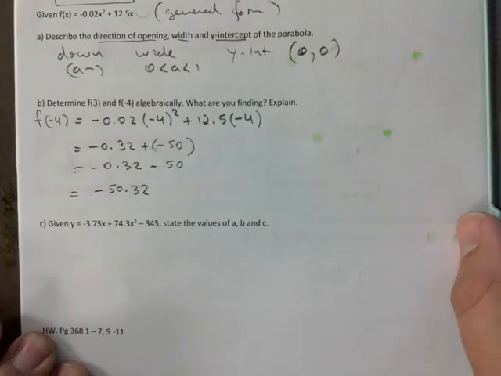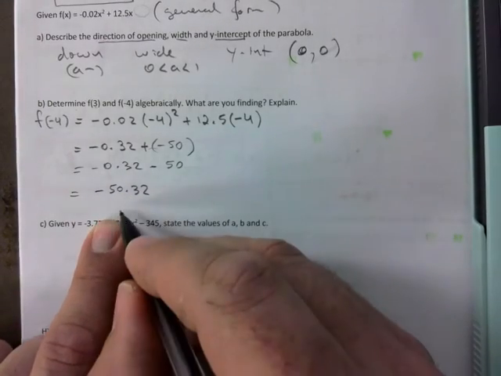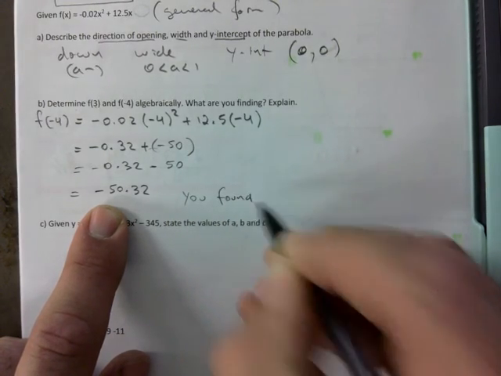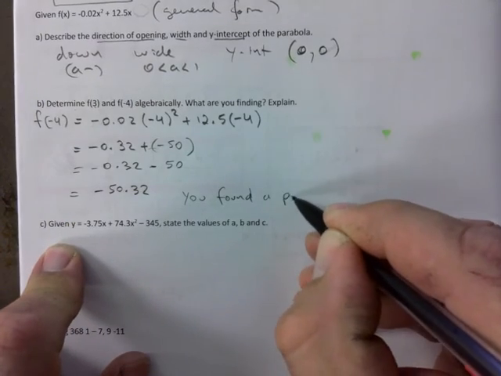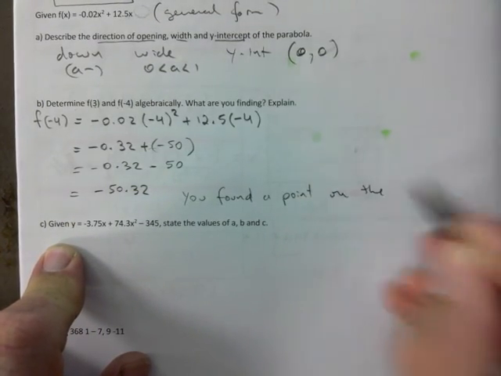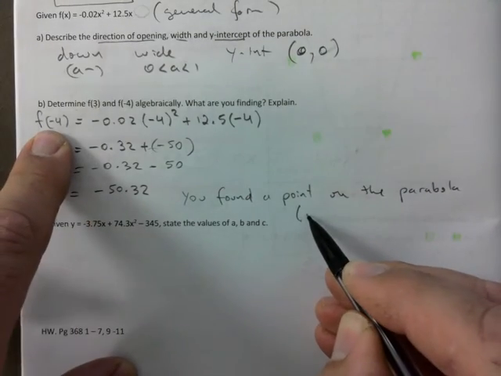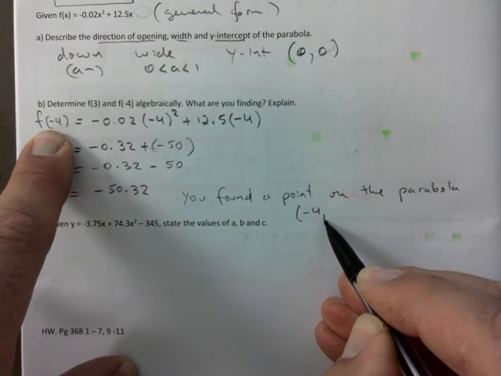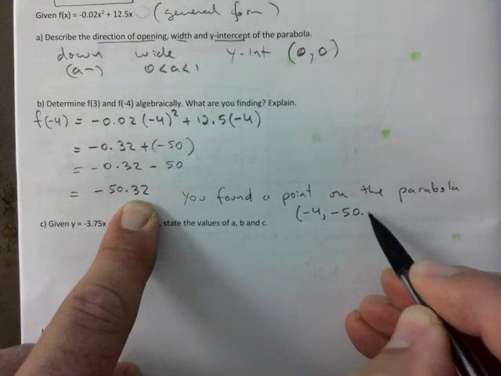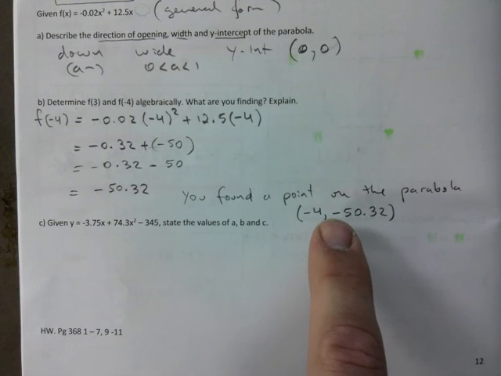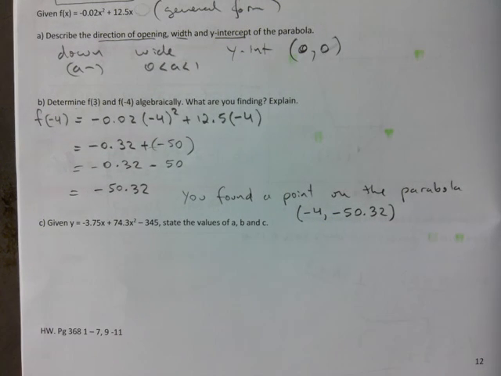Before you pack, hold on. What did you just find? What is this? That's y. Yeah, that's y. So you found, this is important, you found a point on the parabola, which is what? x is negative 4, and y is negative 50.32. That's what you just found. And you're already on the quitting time mode. So there's your homework, okay? I want you to try that or do some graphing. It's up to you.